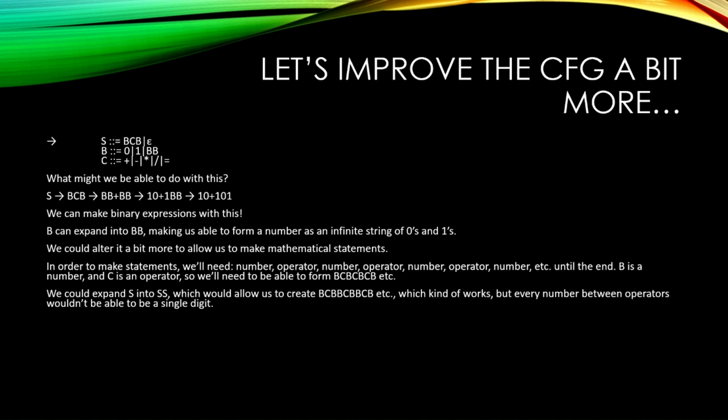It kind of works, but then every number between operators is automatically two B's, so each of those numbers would have to be at least two digits or two bits, which would be inconvenient if we wanted them to be a single bit. I suppose yes, we could have a 0 as the first bit, but we're not actually trying to make the maths work at the moment. We're just trying to make a string.